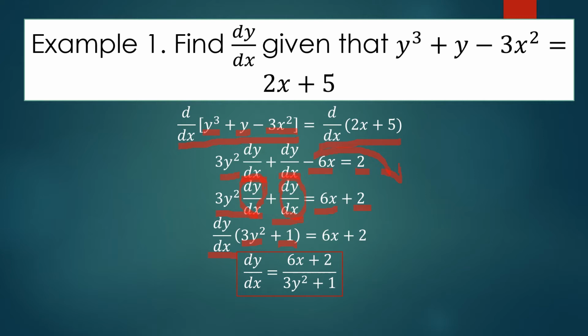Now, the last step is isolate dy over dx by dividing out the other factor on the left side. So, i-divide natin si 3y squared plus 1 both side of the equation para makuha natin yung value ni dy over dx. Okay, so now the value of dy over dx is we have 6x plus 2 all over 3y squared plus 1.